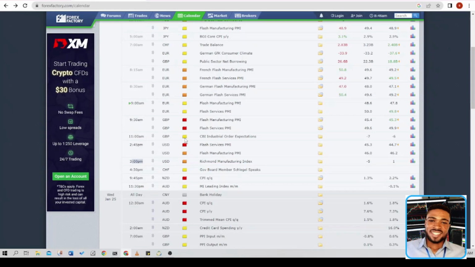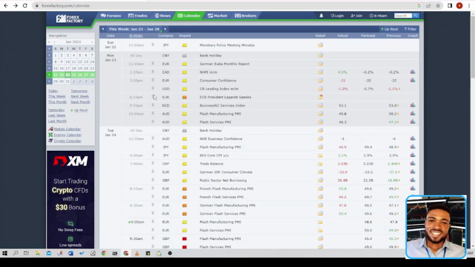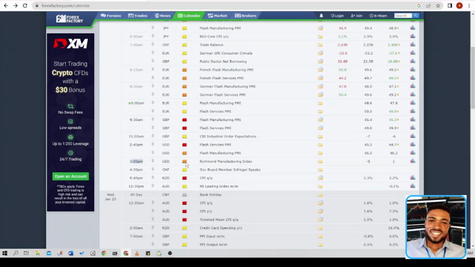But yesterday was a very good day. Yesterday there was only one impact news, and the rest of the day was all cool. But today, I have a lot of red news here, so I'm not really happy to trade the forex market today. As a trader, you must know when to trade and when not to trade. So let's go back to the chart and see if we can find some trades.